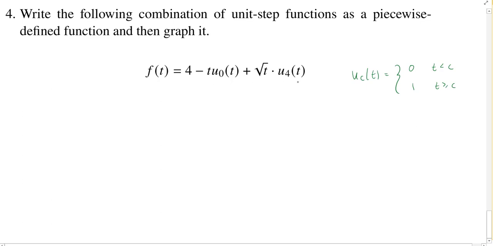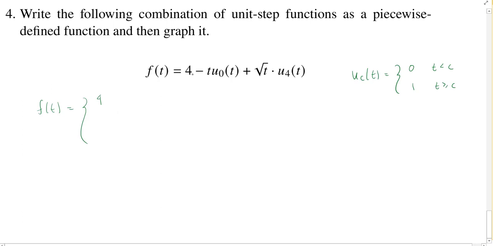All right, so here, let's take a look. In this problem, we are given it as a combination of unit step functions, and we want to rewrite this as a piecewise defined function, and then we want to graph it. So we notice that it's going to start at 4. Whenever you have something written in terms of unit step functions, and then you have something which doesn't have a unit step function, that's basically where it started, right? So it's going to start at 4.